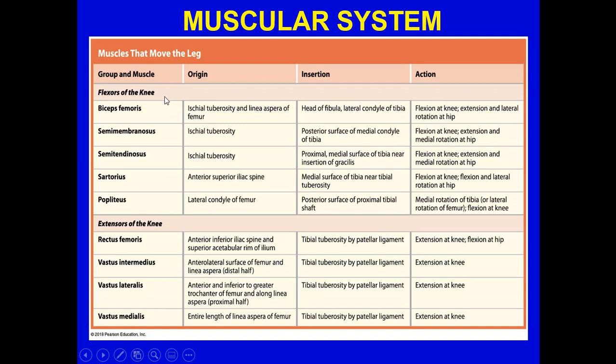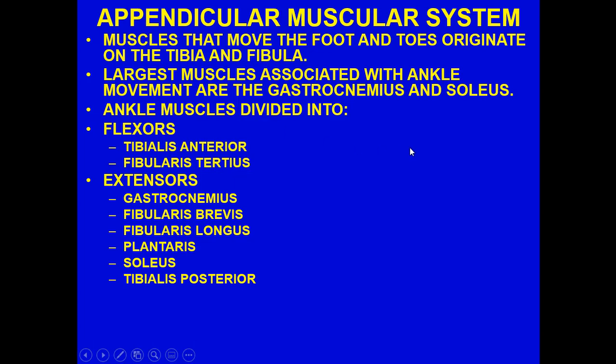Here, I would like you to focus in on, again, most of the muscles with their action. A lot of the insertions and a lot of the origins have some duplication, as you can see here and here. Muscles that move the foot and toes originate in the tibia and the fibula. The largest muscles associated with ankle movement are the gastrocnemius and the soleus. The ankle muscles are divided into flexors and extensors.